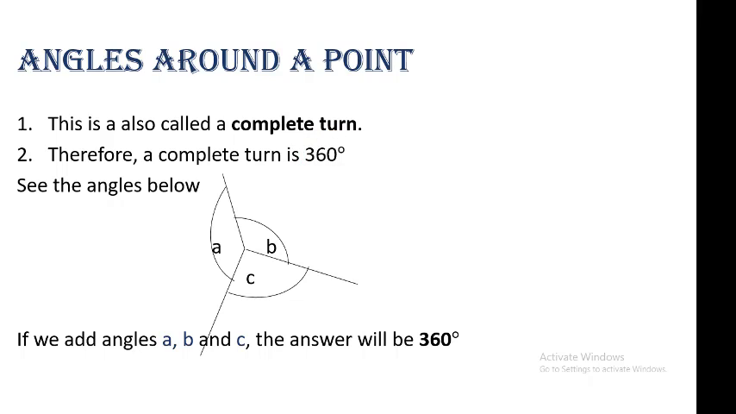See the angles below. We have three angles, A, B, C. The three angles make a complete turn. Why? Because if we add A, B, and C, the answer will be 360 degrees. So when one angle is missing, it means that you add the given two angles and then subtract the answer from 360 degrees. The answer will be that of the unknown angle.